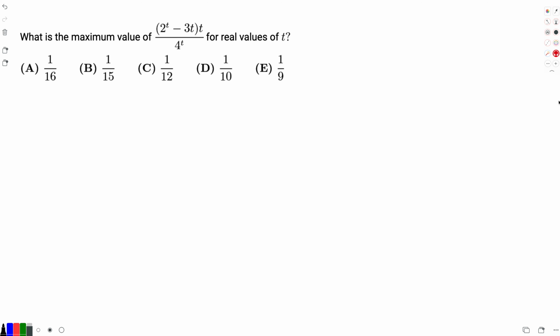Here is a calculus solution to the 2020 AMC 12B problem 22. Here's the view of this problem. What is the maximum value of (2^t - 3t) times t over 4^t for all real values of t?